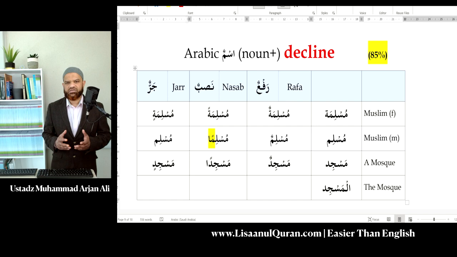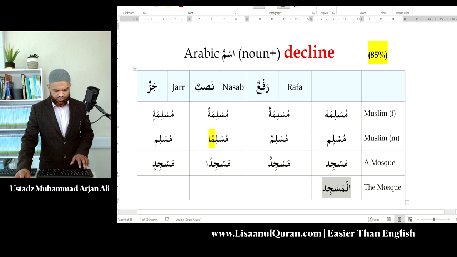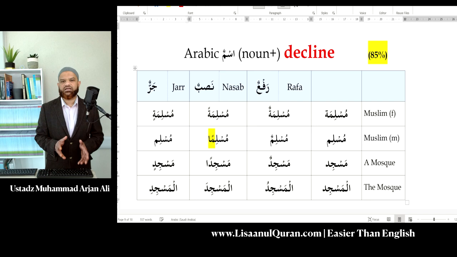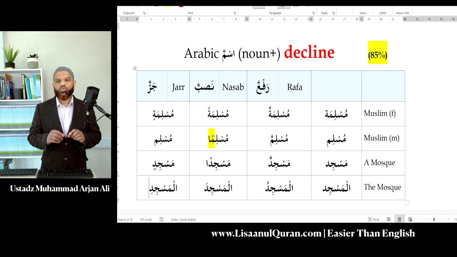and we have masjidin. When I have al in front, I will have exactly the same, except that al removes the tanween from the word, so I'll have al-masjidu, al-masjida, al-masjidi. And this is declension. You see, all words in the Arabic language, 85% of them, I should say, isms, will decline in this way. When you have tanween, it will be Muslimatun, Muslimatan, Muslimatin.